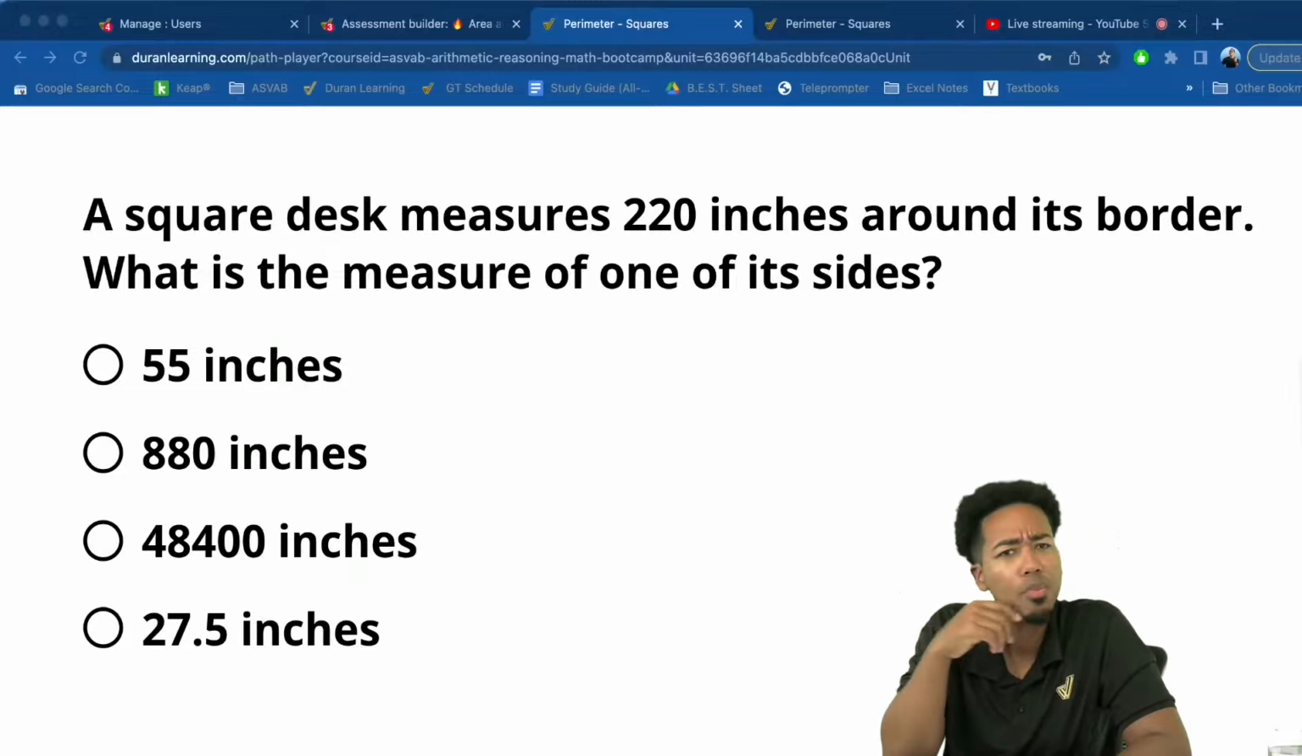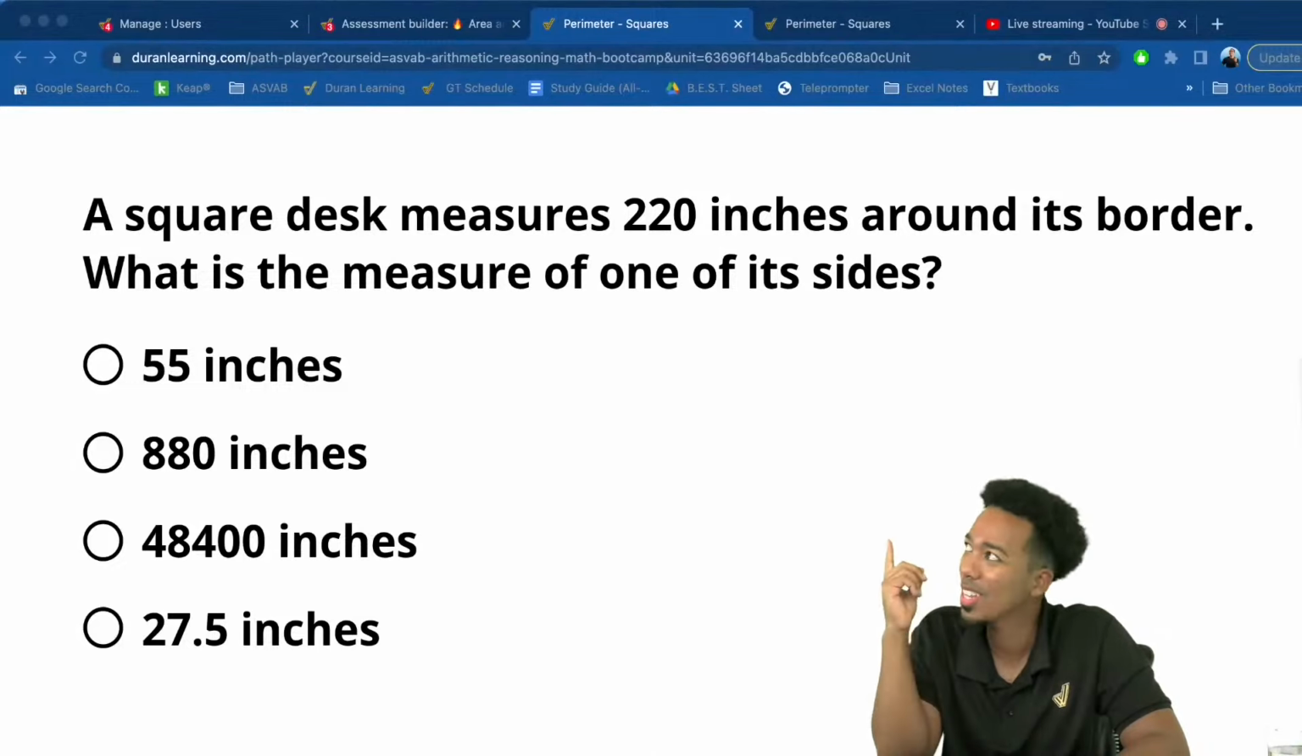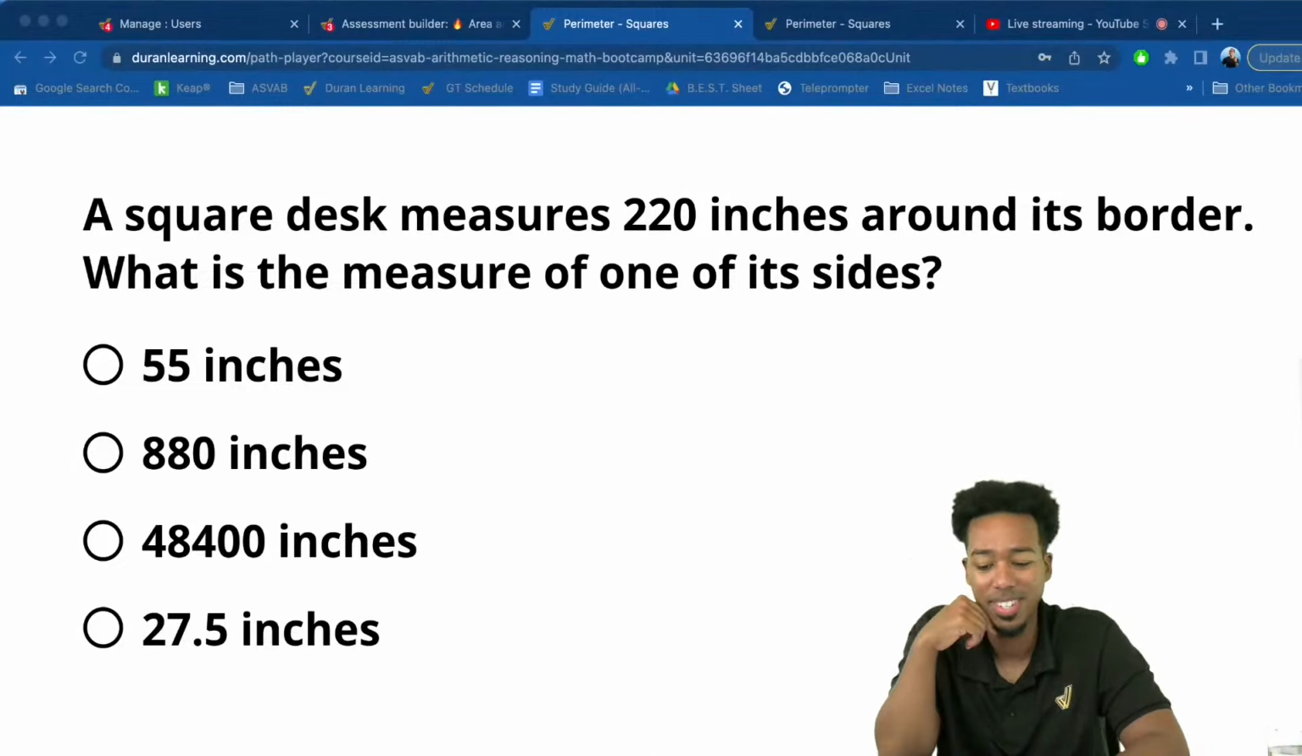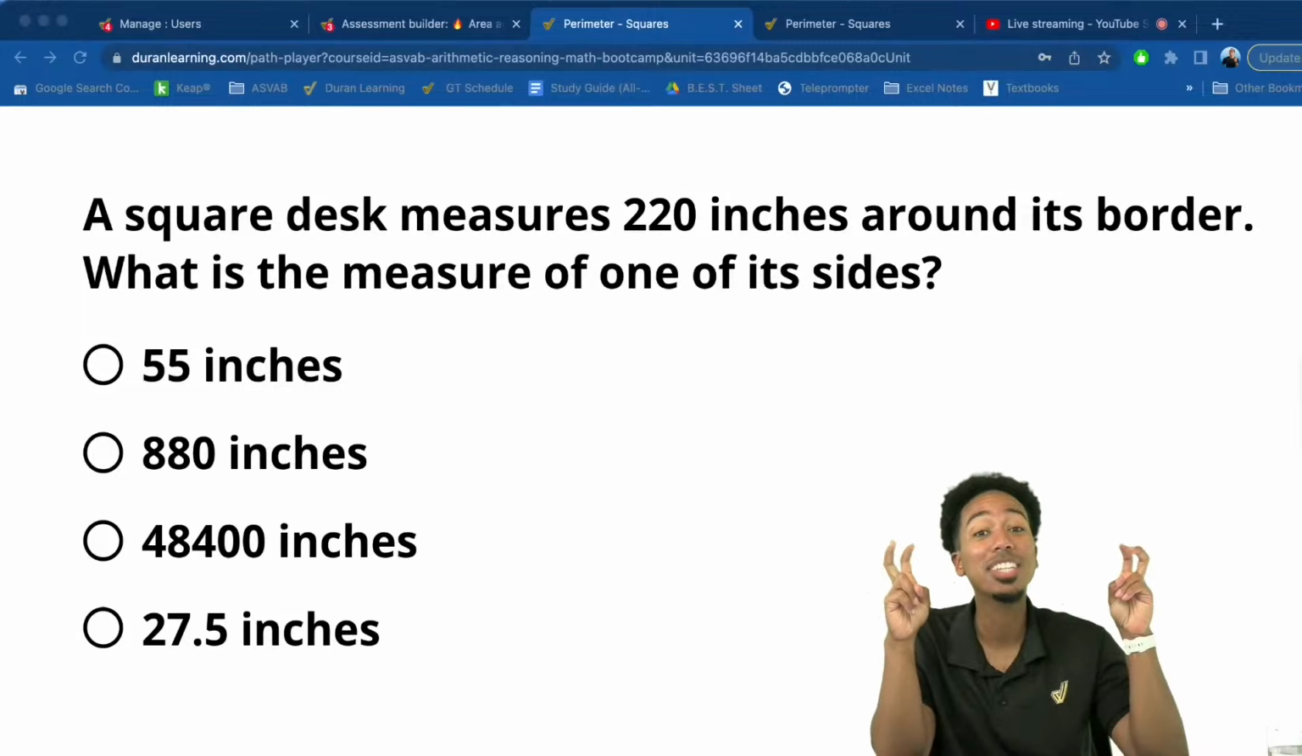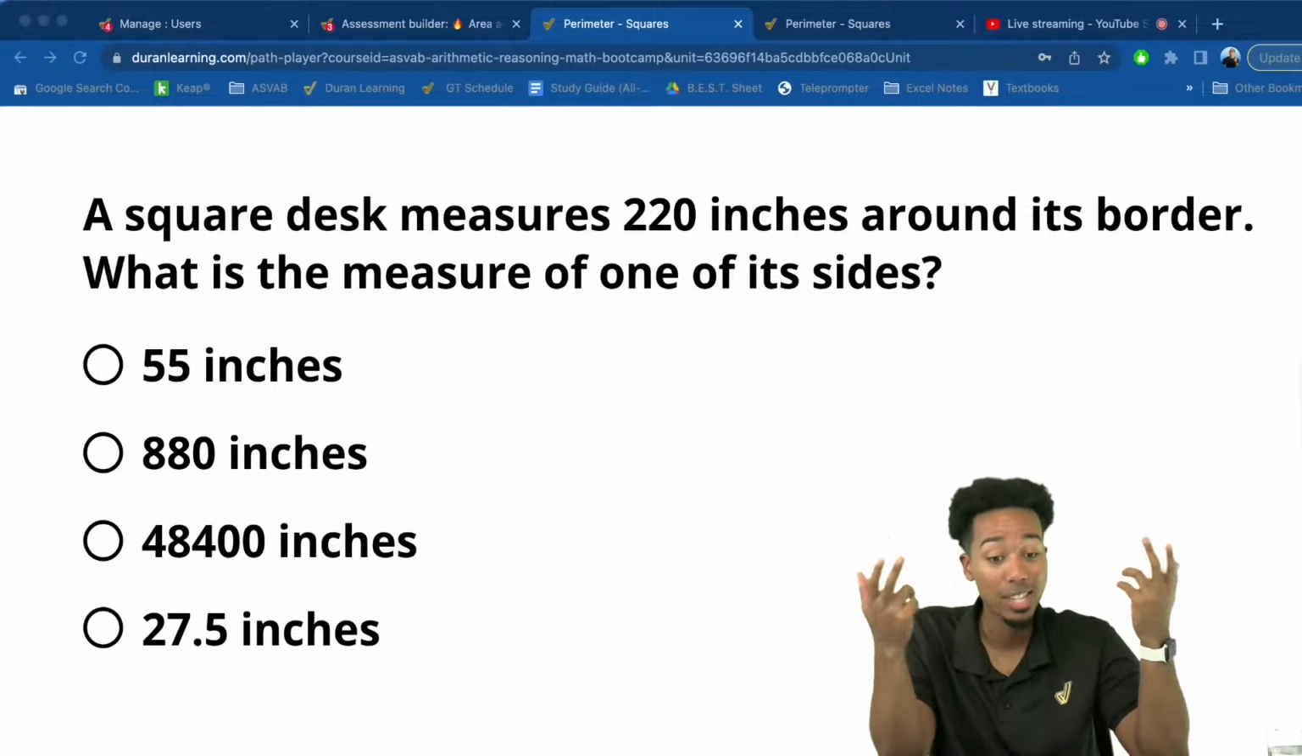I don't see perimeter in there. What does that 220 mean? Is the 220 the length of the side? Is that the perimeter? What is that? What is that 220, everybody? That's the perimeter. Exactly. What gives it away that this is the perimeter, everybody? What gives away that 220 is the perimeter? Around its border. Exactly. That's what perimeter is, right?